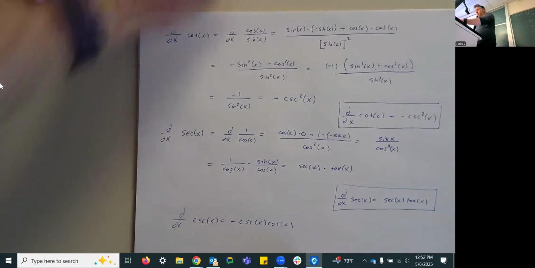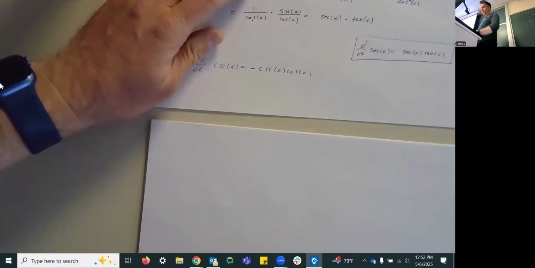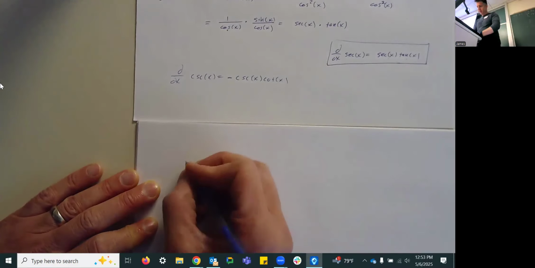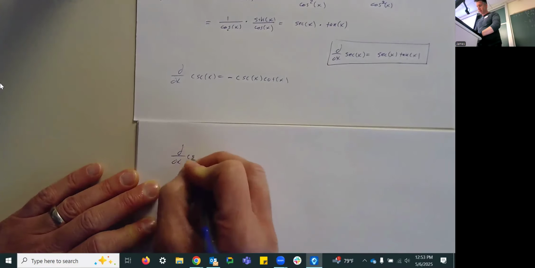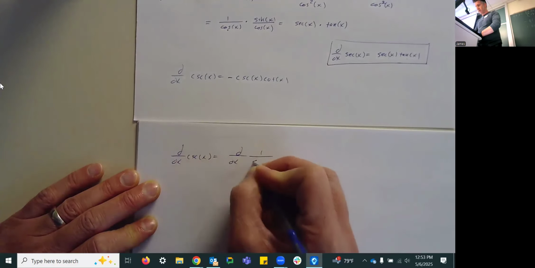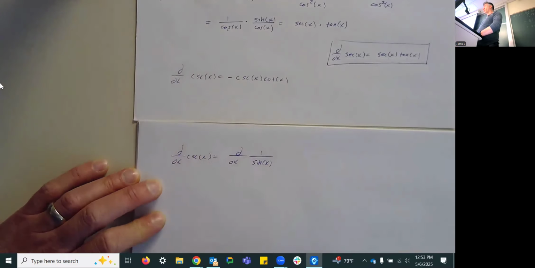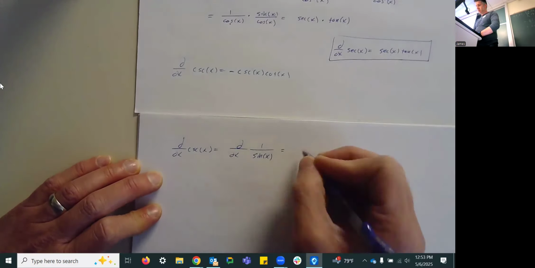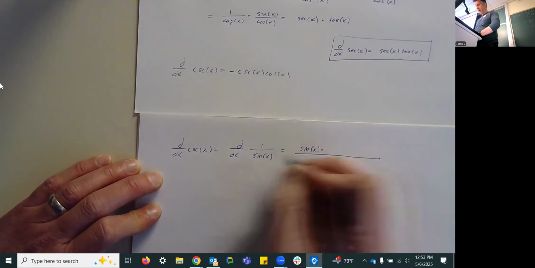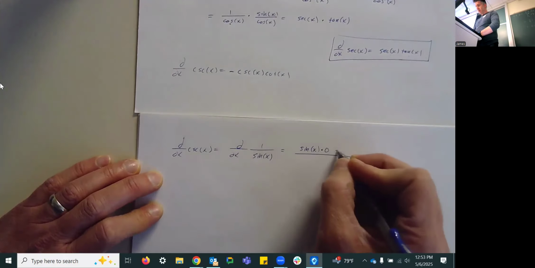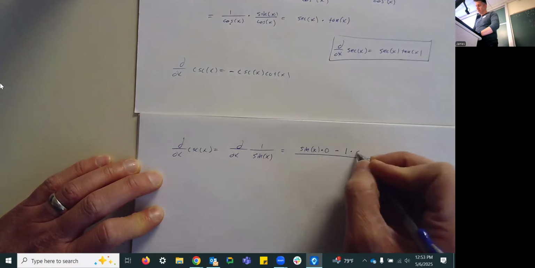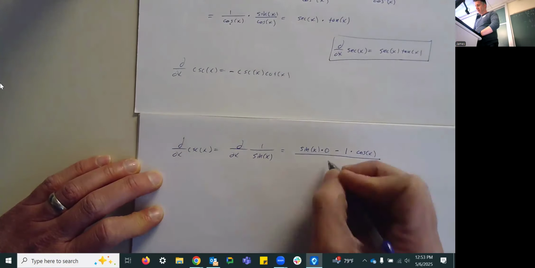Let's do this last one, though, just to make sure we all believe it, and then we'll go back and fill in that table that I had left behind on my page over there. So, for the derivative of cosecant of x, we're going to rewrite it as the derivative of 1 over sine of x. And then we're going to use the quotient rule again. So it's the bottom, sine, times the derivative of the top, and the derivative of 1 is 0, minus the top times the derivative of the bottom, the derivative of sine is cosine of x, all divided by the denominator squared.